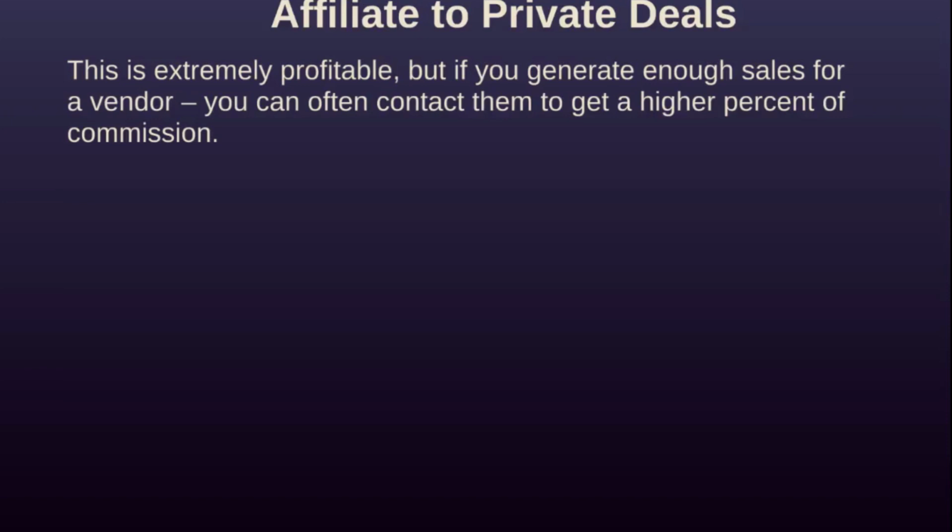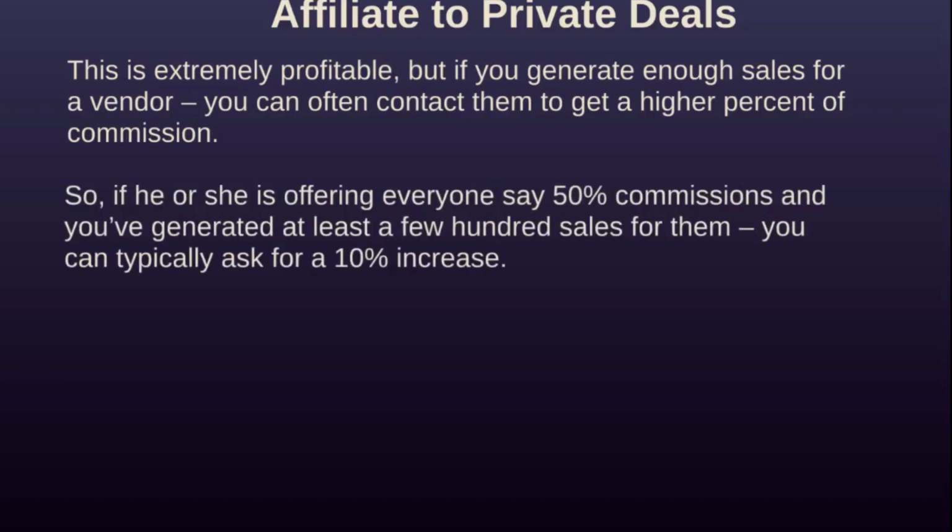So number one, you can contact them to get a higher percentage of commission. Say for example that you've generated them 100 sales or more. You could go to them and say, hey, I've generated you hundreds of sales. Would you be interested in increasing my commission from 50% to 70%? A lot of times vendors, especially for products where they don't have a huge overhead, are willing to often go up to 75%. Some of them are going to even go further than that as well.